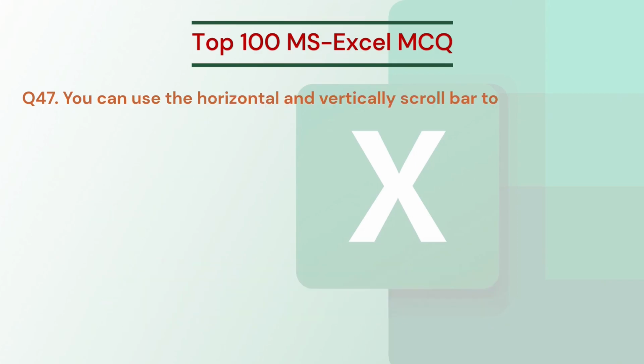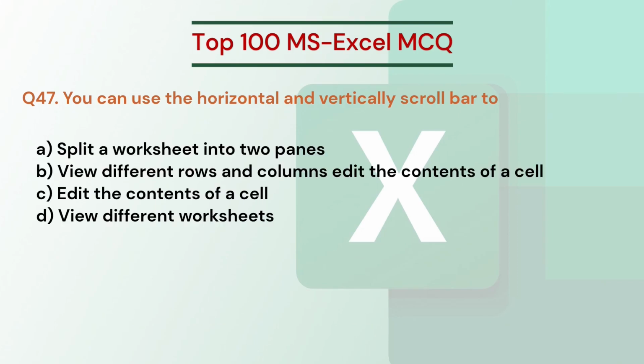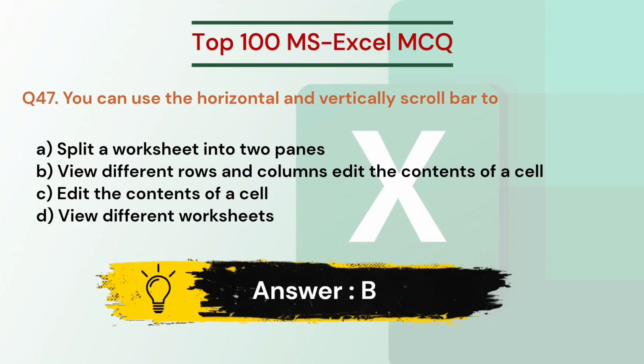You can use the horizontal and vertical scroll bar to A. Split a worksheet into two panes. B. View different rows and columns. C. Edit the contents of a cell. D. View different worksheets. Correct answer is B. View different rows and columns.